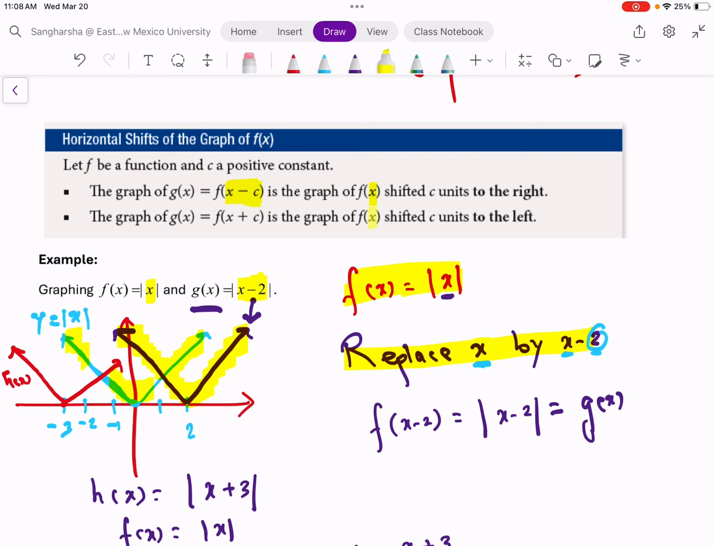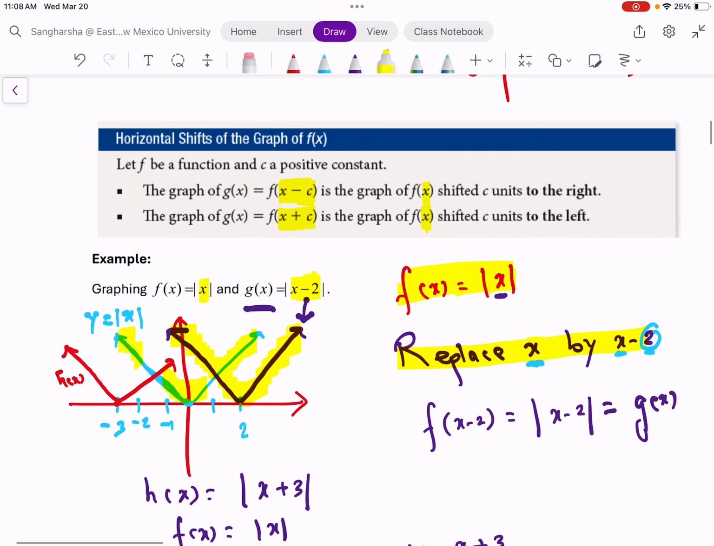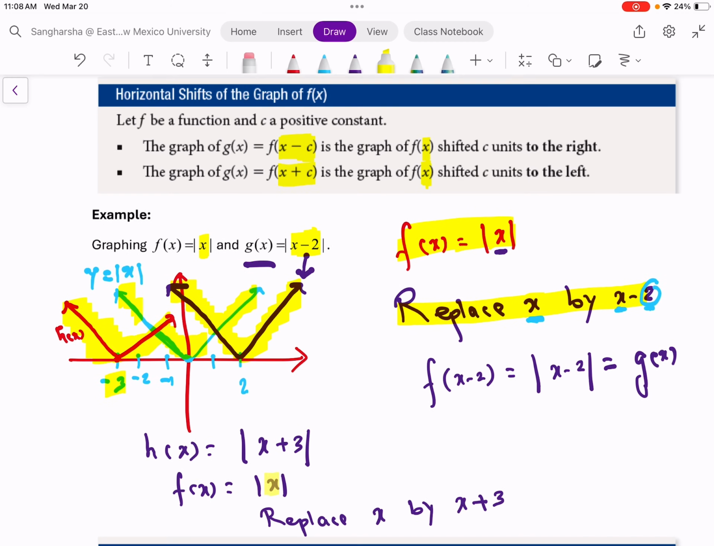Similarly, if you replace x of a function by x plus some number, where c is any real number, then the graph is shifted to the left by c units. So here the same basic graph is shifted to the left by 3 units when we replace x of the function by x plus 3.